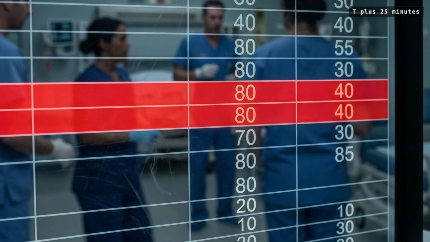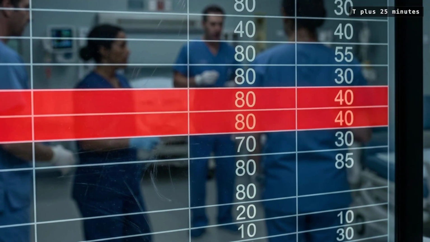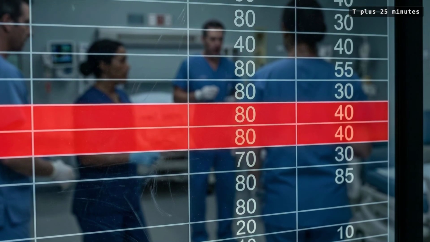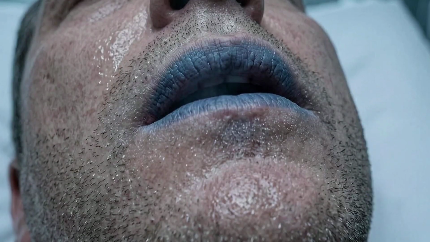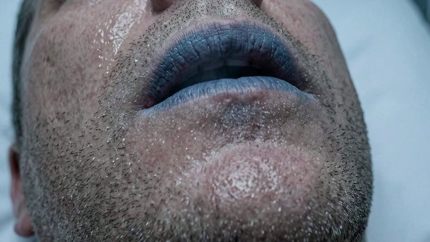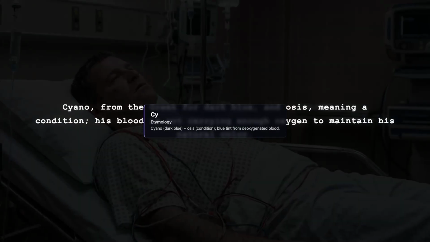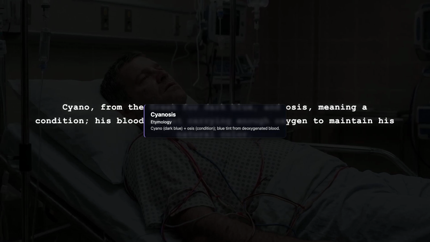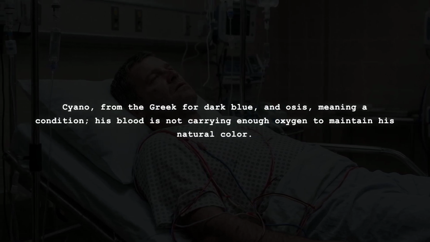Upon arrival at the emergency department, his blood pressure is a dangerous 80/40, indicating that the air has reached his central circulation. His skin is cold, and his lips show a distinct shade of cyanosis. Cyano, from the Greek for dark blue, and osis, meaning a condition. His blood is not carrying enough oxygen to maintain his natural color.